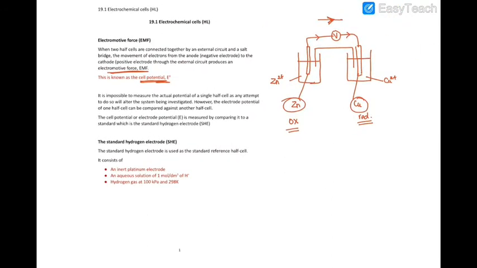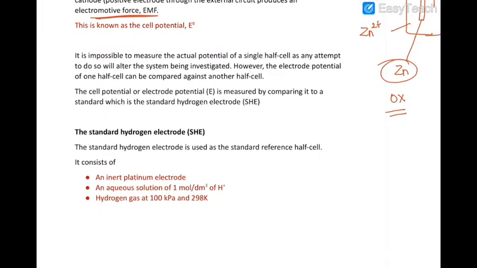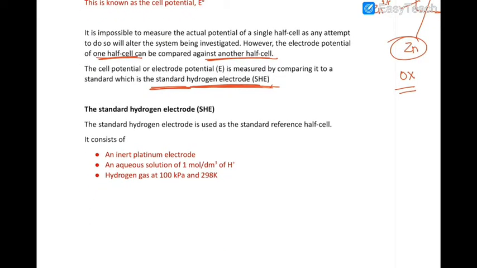Now, it's not possible to find the cell potential of a single cell, because in order to find it, you will need to connect it to some wires, and as soon as you dip a wire of another metal into, let's say, this half cell, it's eventually going to cause a potential difference. So what we do is measure the electrode potential of one half cell compared to another half cell. And the half cell used as a standard is the hydrogen electrode. So this is the standard hydrogen electrode, which is used to compare cell potential of half cells.